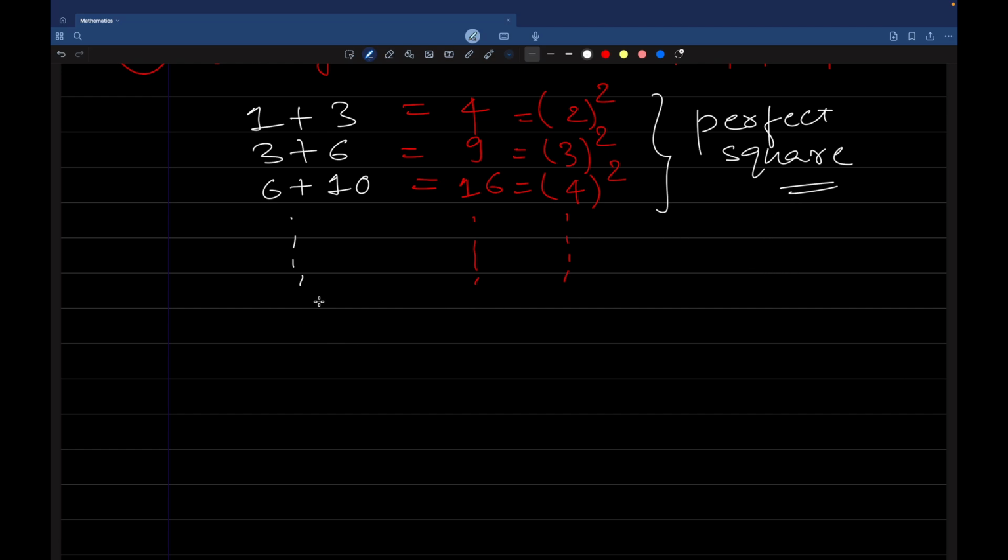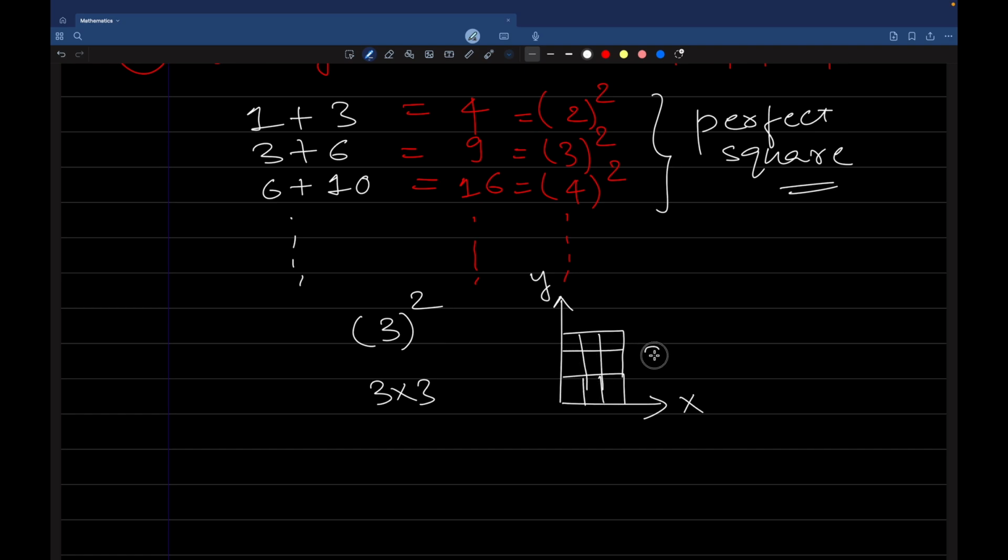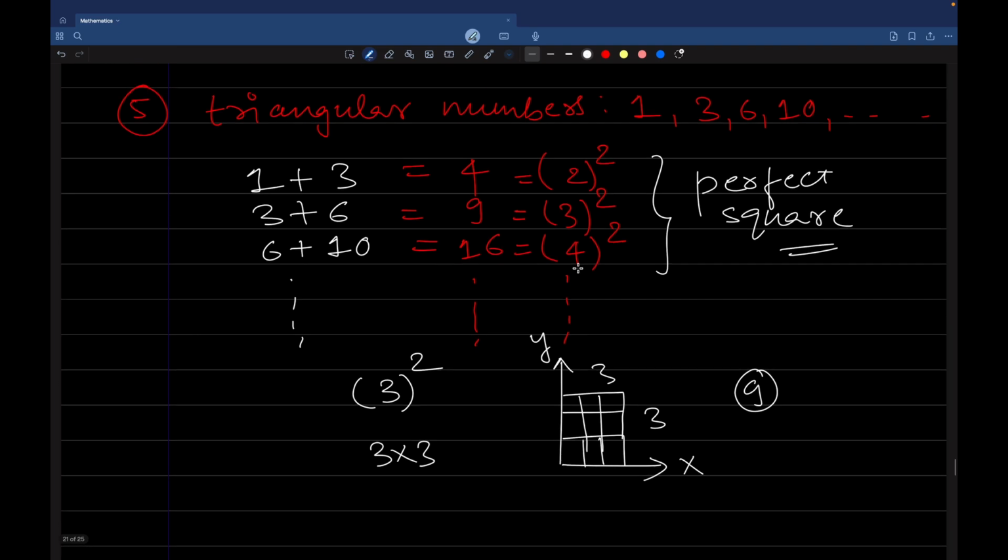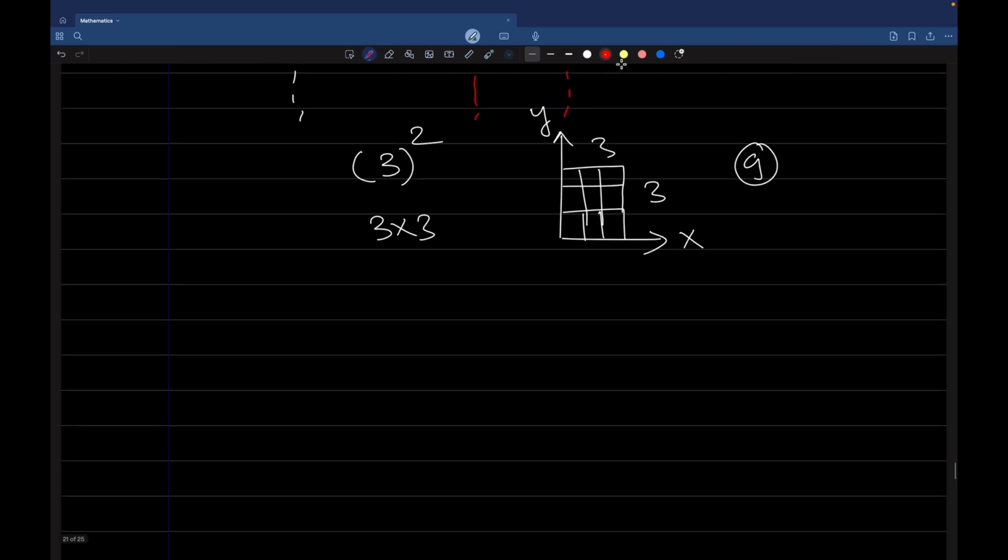We have seen the pictorial representation of perfect squares in the last lecture. Let us draw the pictorial representation for 3 square. This is the x direction, this is the y direction. 3 square is 3 into 3. That means 3 in the x direction and 3 in the y direction. We get 3 cross 3, that is 9. Similarly, we can do for 4, 5, 6 and so on. Now let us solve question number 6.